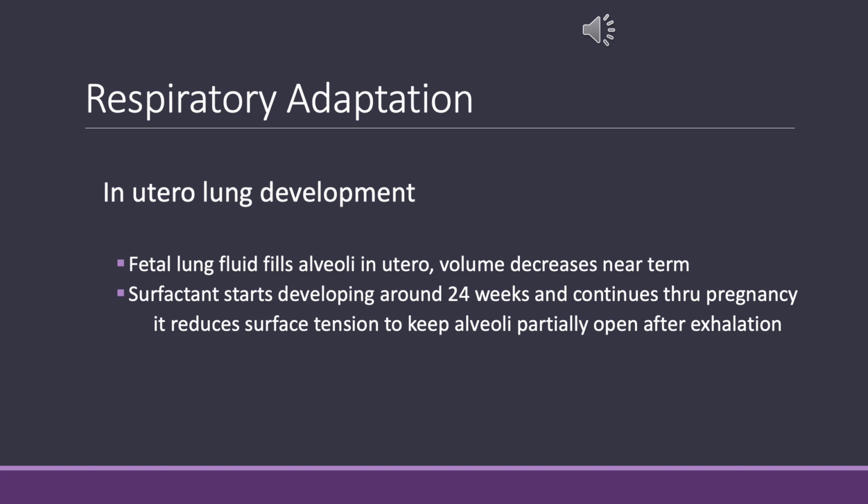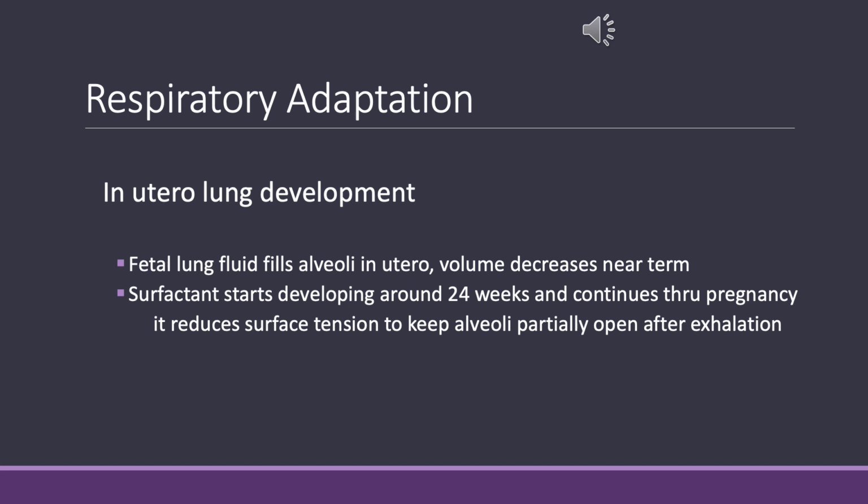So surfactant is a slippery combination of lipoproteins that starts developing around 24 weeks gestation. And it's very important because it decreases the surface tension within the alveoli. Without it, the alveoli collapse when the newborn goes to exhale.